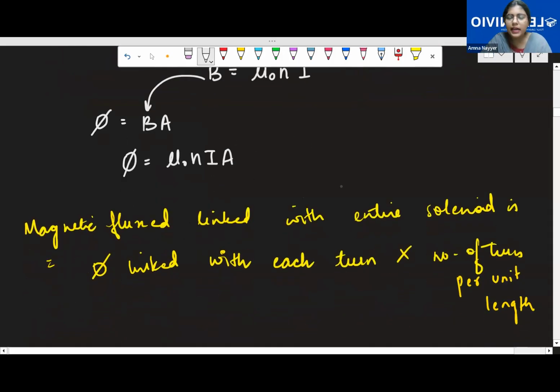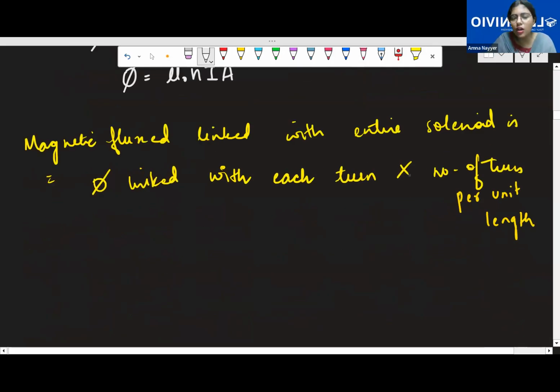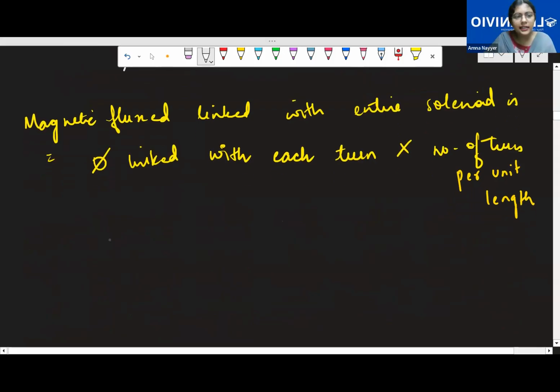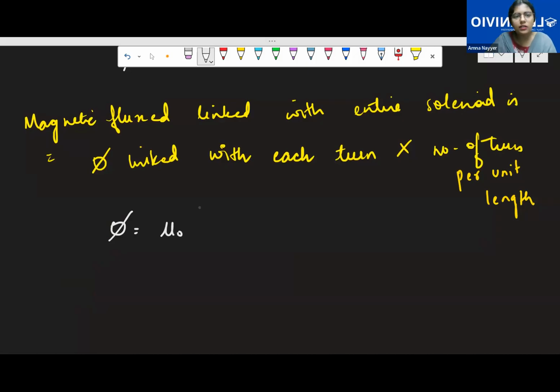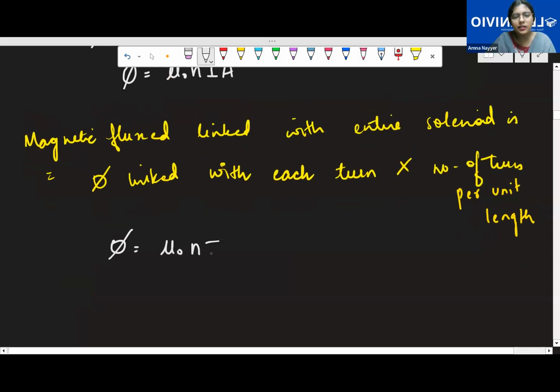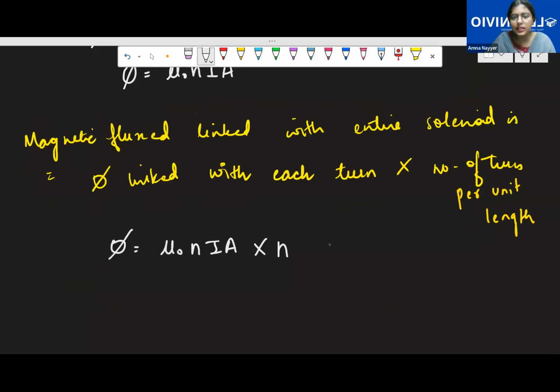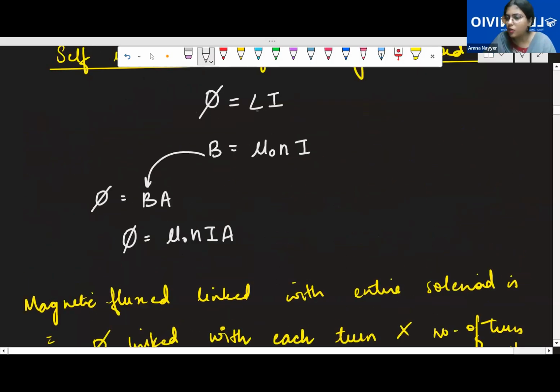So if I want it for the entire solenoid, I'll have to multiply with N. The magnetic flux linked with the entire solenoid is the flux linked with each turn into the number of turns per unit length. So the entire net magnetic flux linked is mu naught n i A multiplied by the number of turns per unit length, small n. This makes it mu naught n square i into A. Now this is one formula of the flux, and Li is another formula of the flux.